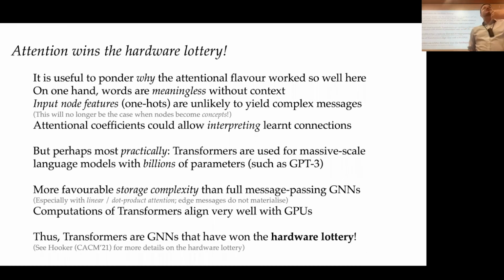And the hardware lottery is a very fascinating thing. If you want to learn more about it, Sarah Hooker wrote this really nice piece for Communications of the ACM, where she talks about this phenomenon in detail.